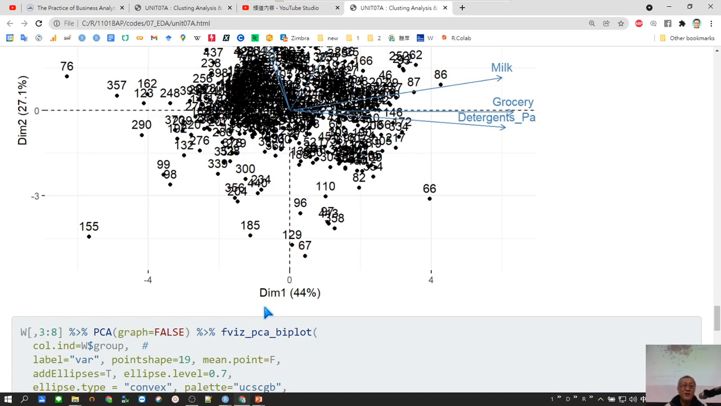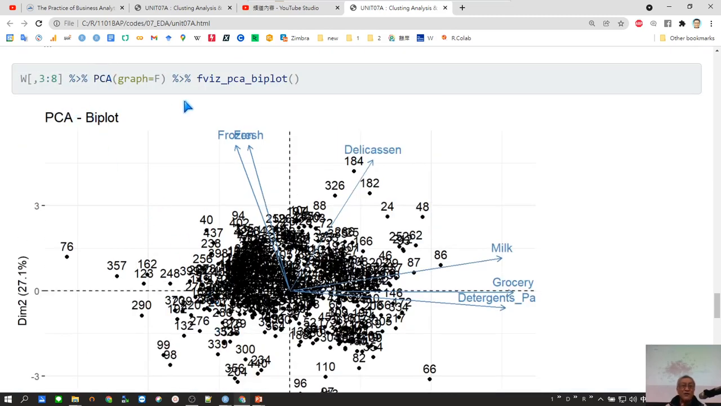Okay. So now, after that PCA, I told you, right? The PCA has a default plot, but that plot is actually very ugly, very difficult to use, because it plots the points and the variables in two different plots.